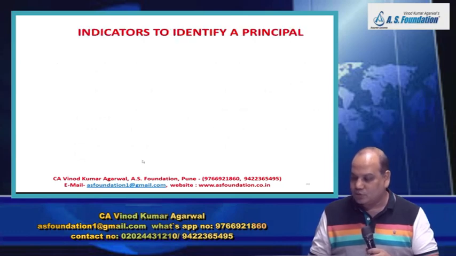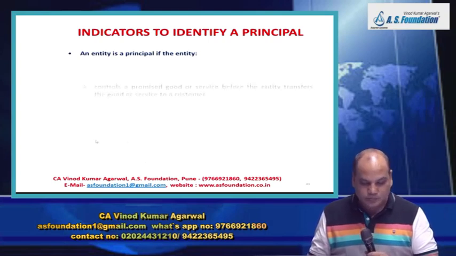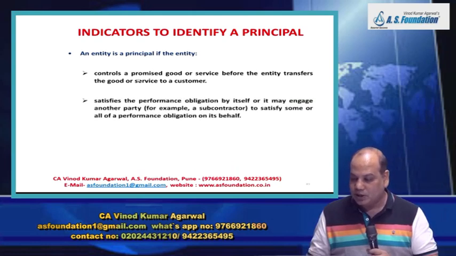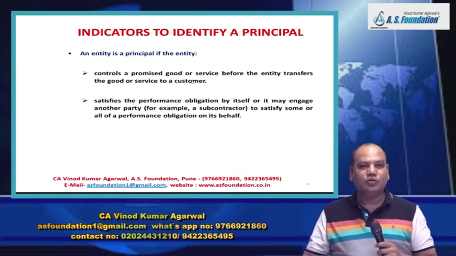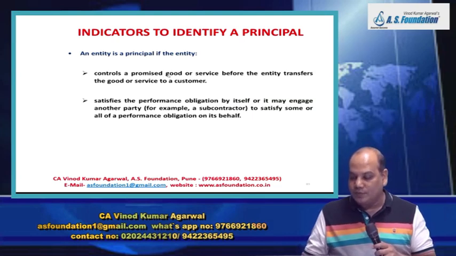This information is crucial for revenue recognition. Okay. Now in the standard they have given you some indicators to identify a principal. Who is a principal? A principal is an entity that controls the promised goods or service before the entity transfers the goods or service to a customer. So the first test is who controls the goods or service, and the second is who takes the significant risk of sale.